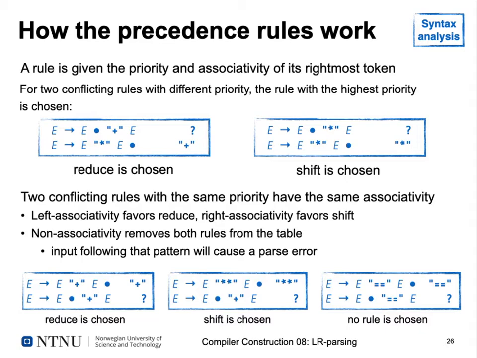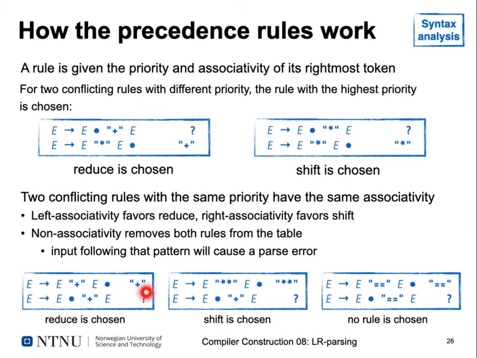And on the other hand, if we had a grammar like this one here, if we had two multiplication symbols here, then we would choose shift, because obviously a multiplication symbol has the same precedence as the other multiplication symbol. So if we have two conflicting rules with the same priority, then they have the same associativity. Left associativity favors reduce, whereas right associativity favors a shift operation. If we have non-associativity defined, then this removes both rules from the table, which means that any input following that pattern would cause a parse error.